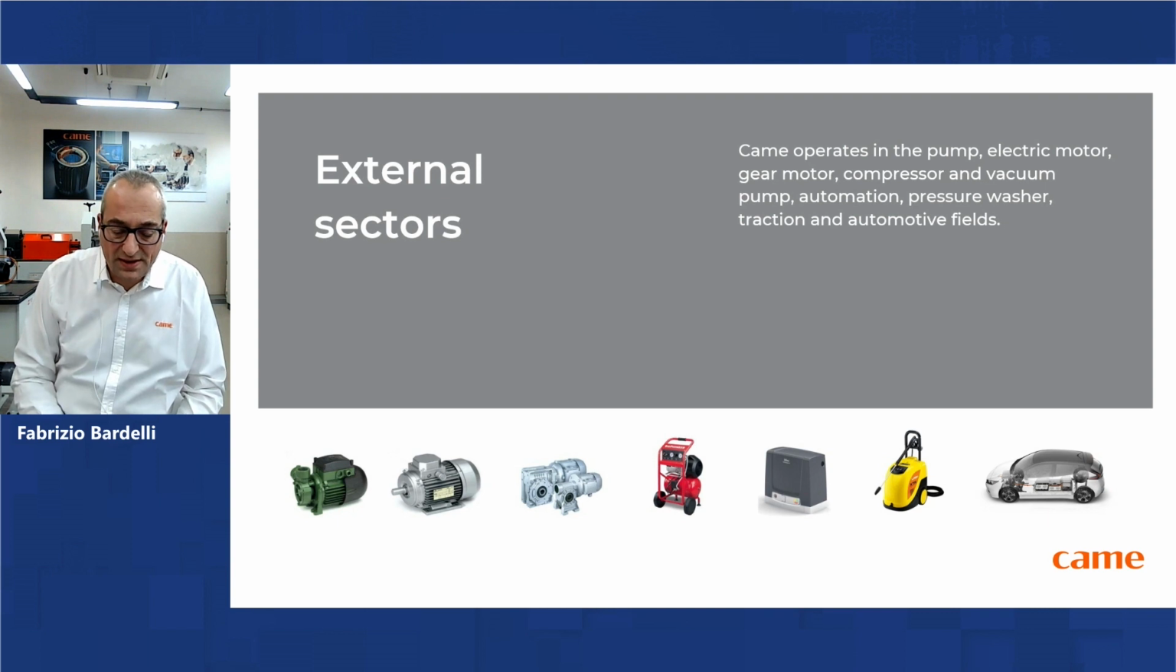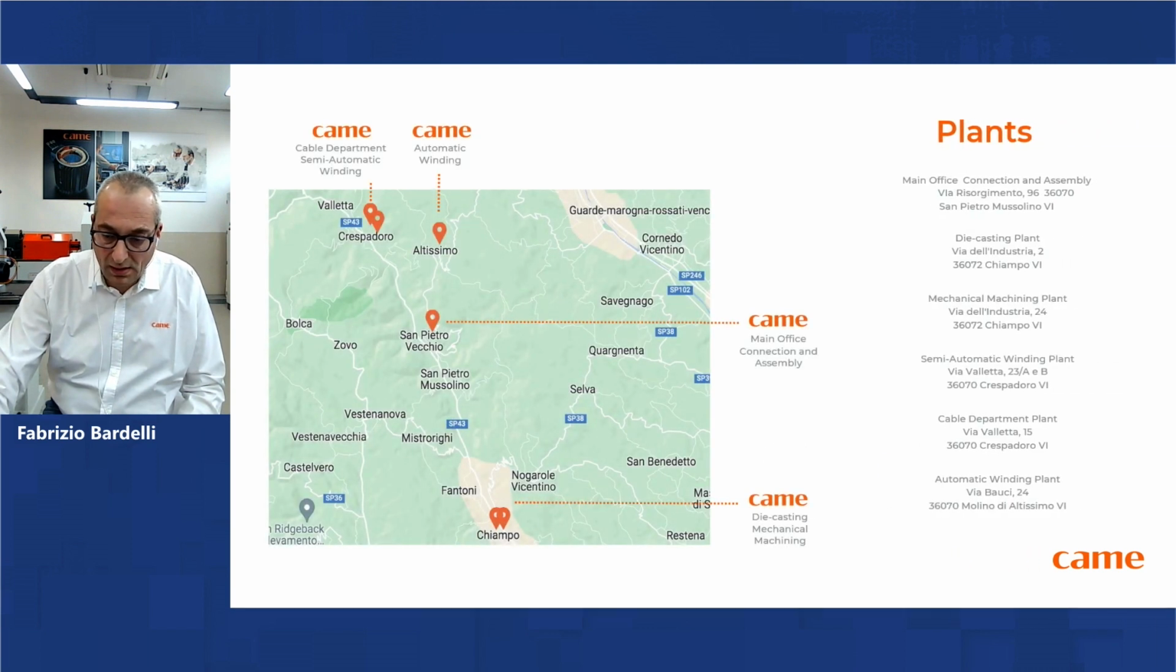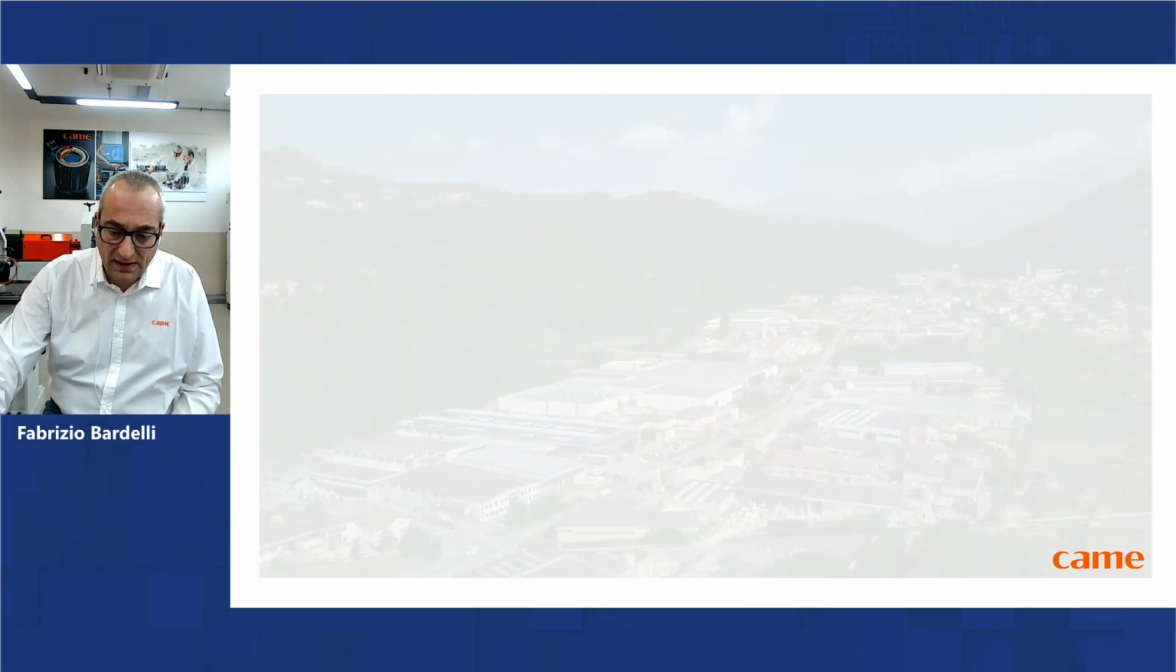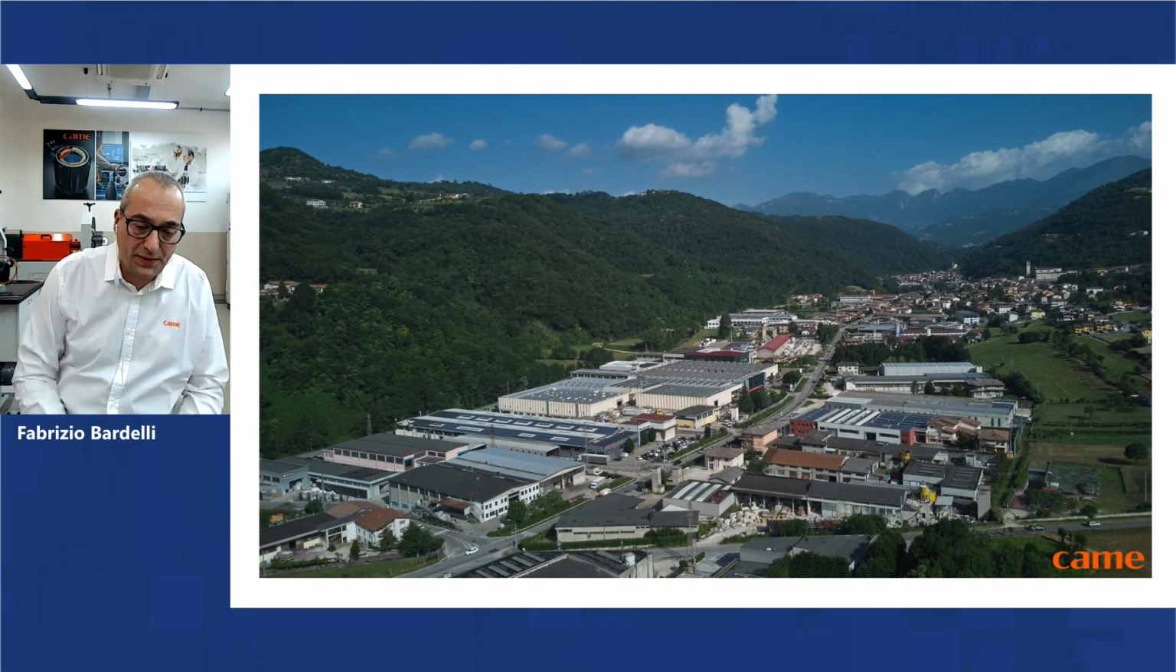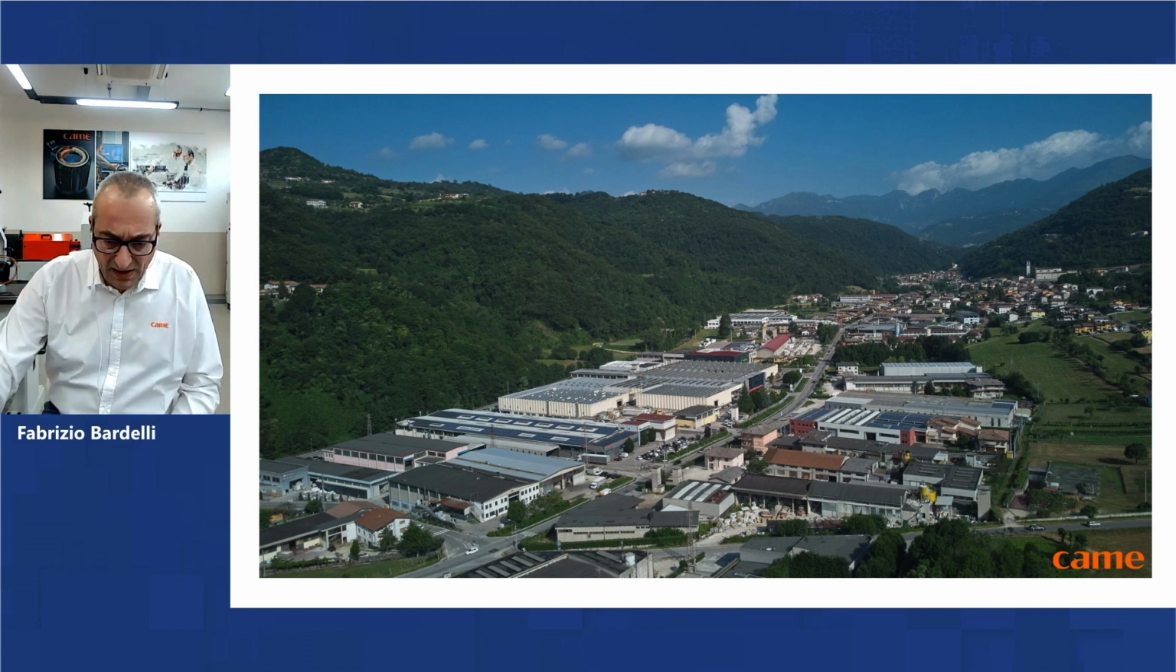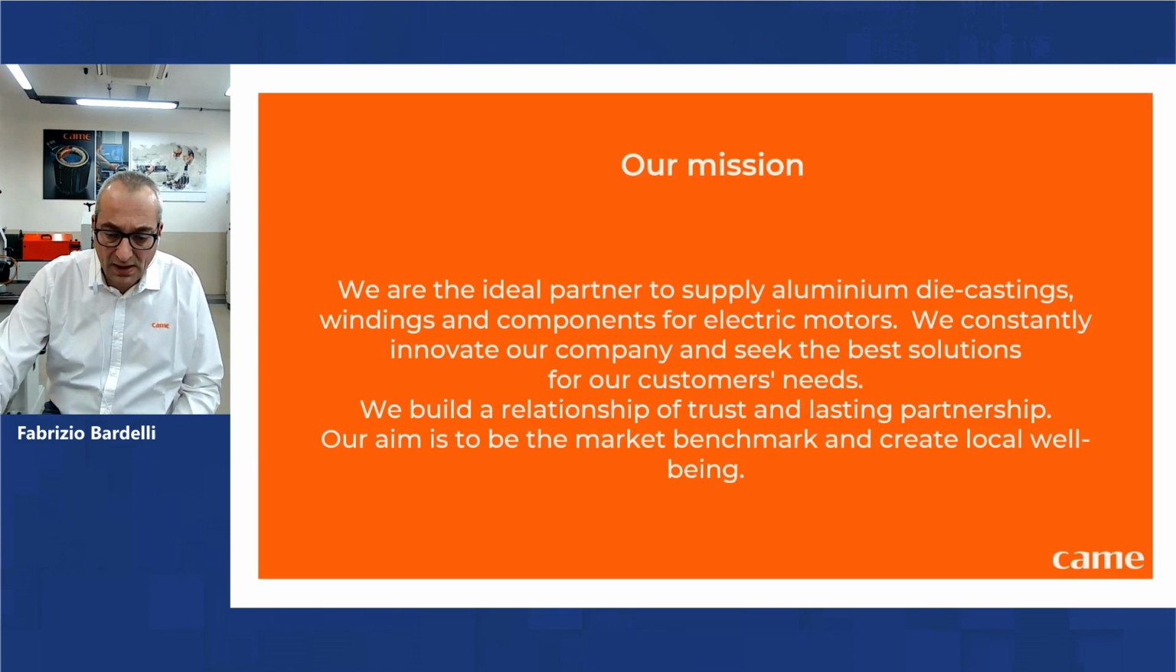The sectors we serve are different: pumps, electrical motors themselves, gear motors, compressors, gate openers, high pressure water cleaners, and mobility. The 6 plants are all located in the same valley, not that far from Verona or Venezia, in the northeast of Italy, and altogether we have about 60 employees. This is a picture of the headquarters in our valley.